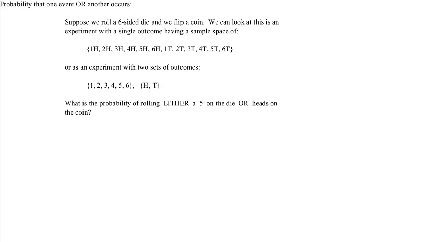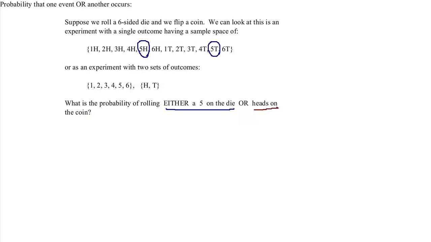What's the probability of rolling either a 5 on the die or heads on the coin? Either a 5 on the die or heads on the coin. Actually, let me change some colors here. So the probability, rolling a 5 on the die. Which outcomes here involve rolling a 5? Well, there's the 5 in the heads and the 5 in the tails. So you either roll a 5 on the die or we roll heads on the coin.